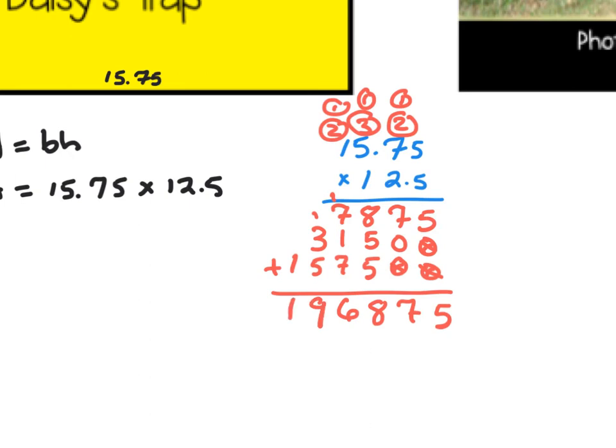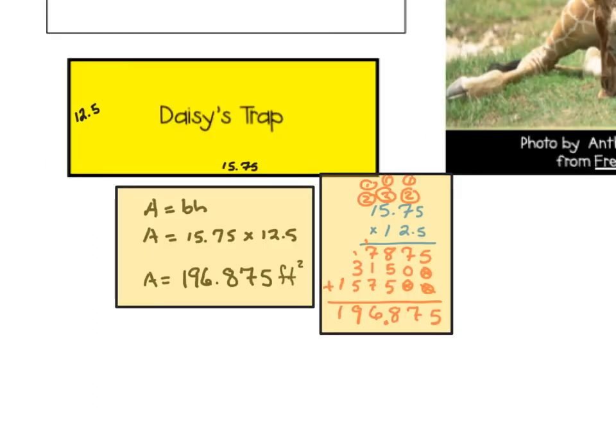But now I've got to count my loopy-doops. I've got 1 loopy-doop, 2 loopy-doops, and 3 loopy-doops, right? My decimal goes right there, and bam, that's where my decimal goes. And now this is my answer. And therefore your answer is the area of Daisy's trap is 196.875 feet squared. Bam, there you have it.